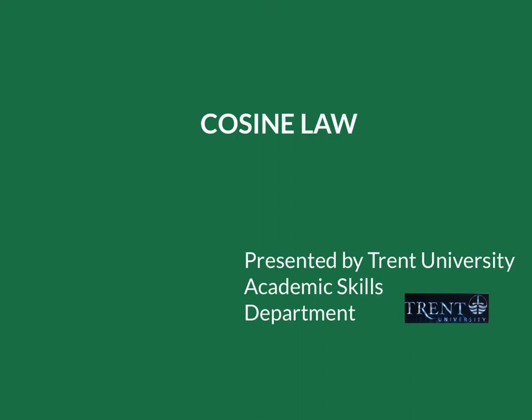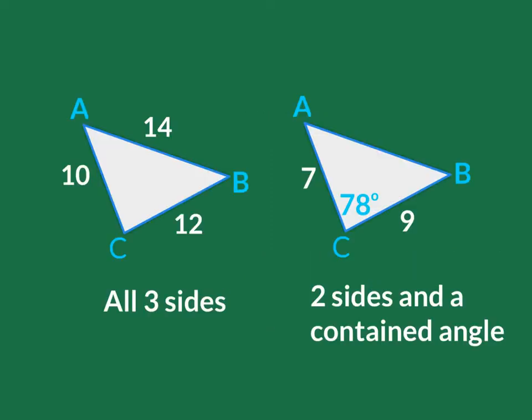Today we're going to talk about a review of the cosine law. The cosine law is a trigonometric formula that is used only in two specific situations. We can find an unknown side or an unknown angle for a non-right-angled triangle using cosine law.